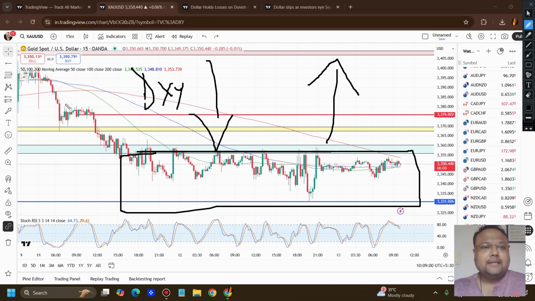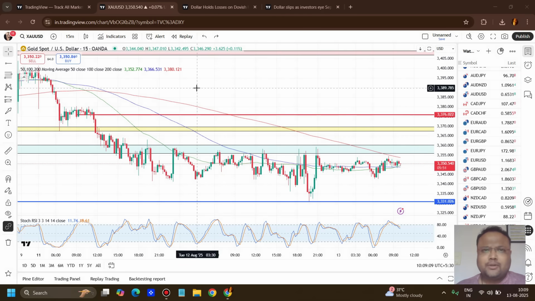Anyways, you can see that the levels on gold have not changed much because the range is still the same. Gold is still fighting for a direction. There have been minor changes on the chart. Let's discuss one by one.